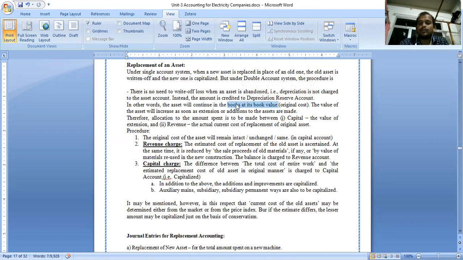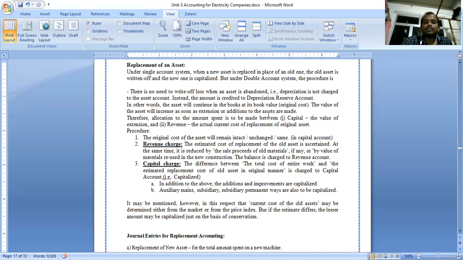As I told, we are not going to reduce the depreciation from the particular asset in the balance sheet, but we have to maintain the book value in the capital account. The value of the asset will increase as soon as extension, in the sense replacement, happens. So the value of increase we'll mention in the capital account. Therefore, allocation of the amount spent is to be made between capital and revenue.